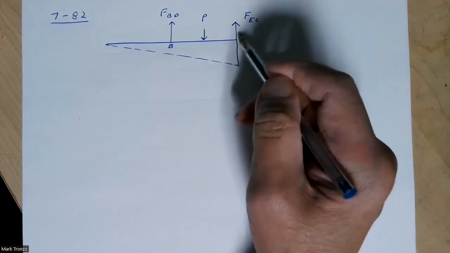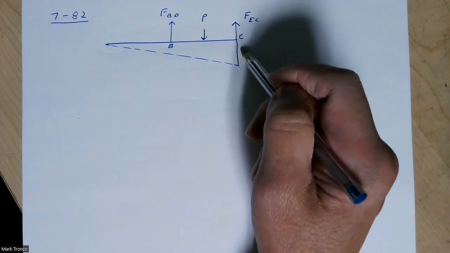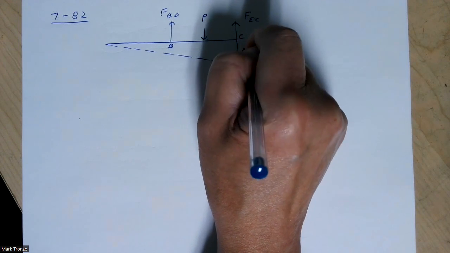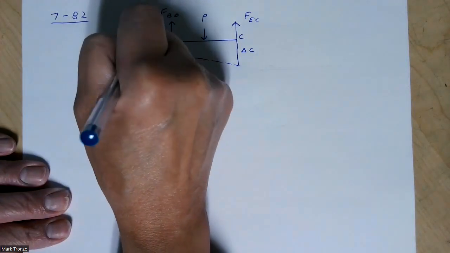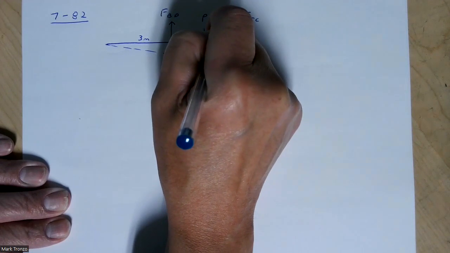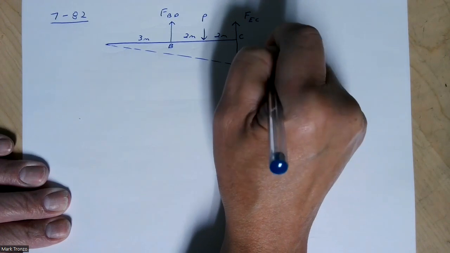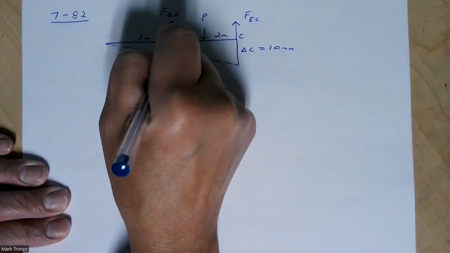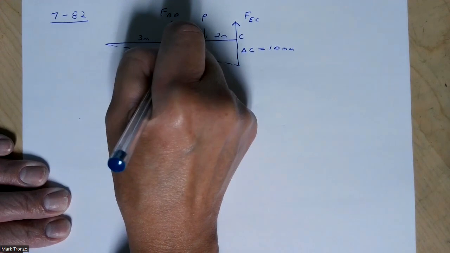And so we're told that this has been displaced a certain amount. I don't know what we're going to call this. Maybe call this delta C, or delta CE. And we're told that that has been displaced. Now on mine, the numbers I have, it's been displaced 10 millimeters. So we're going to have to find the displacement at B. Let me call that delta B.